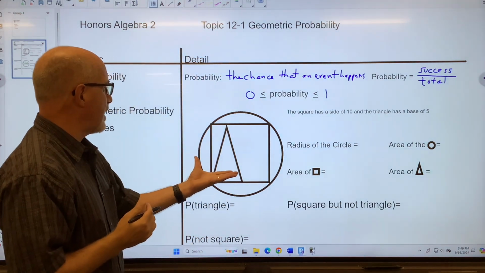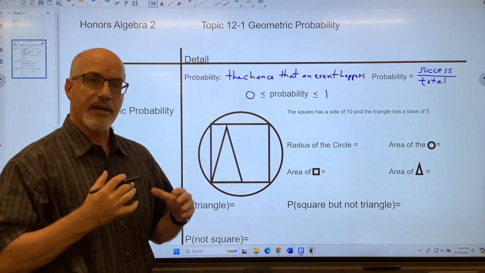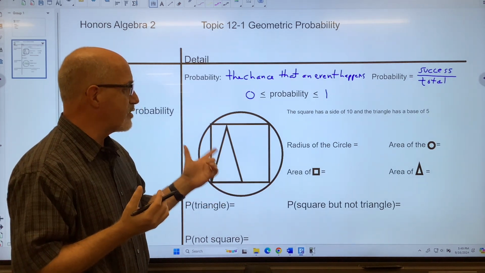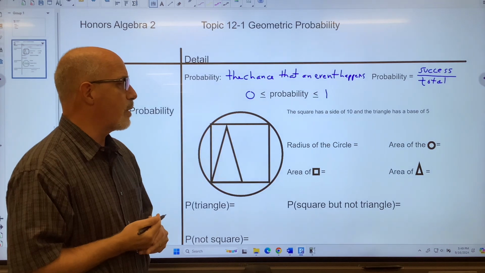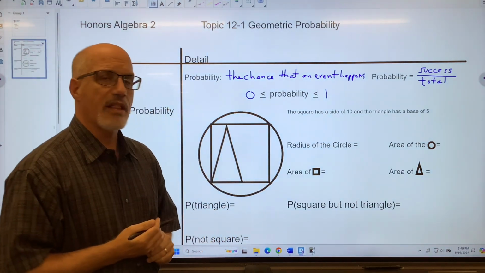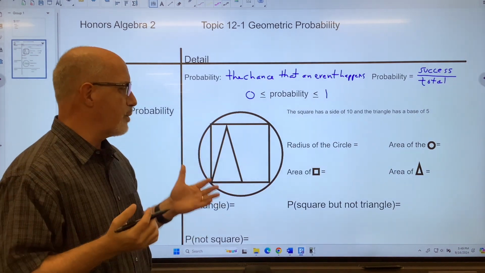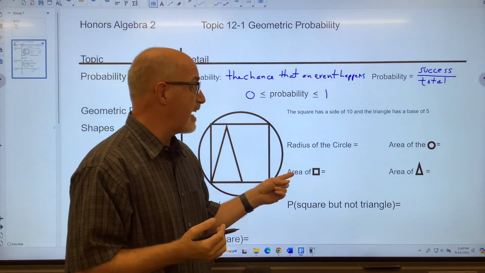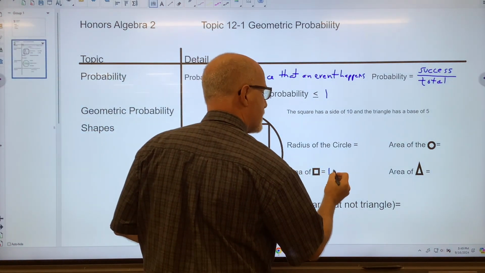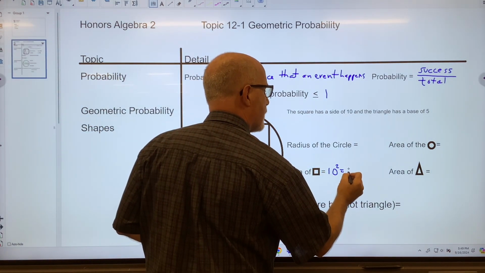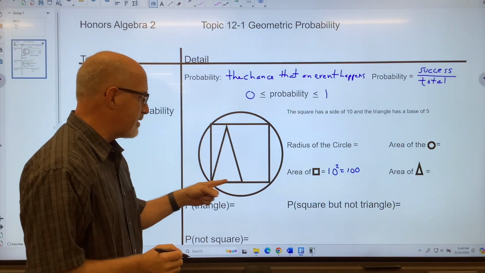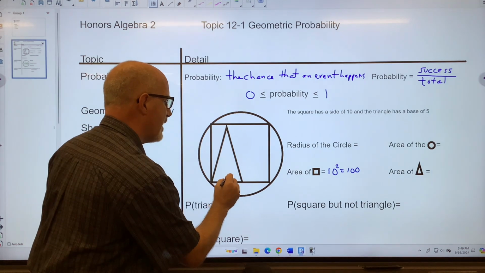So using this circle as the total that we talk about here, what we need to do is analyze this circle and this triangle and this square. We're saying that the square has a side of 10 and the triangle has a base of 5. So let's start with the ones that we know. We can figure out the area of the square, and that's just 10 times 10, or 10 squared, which equals 100.